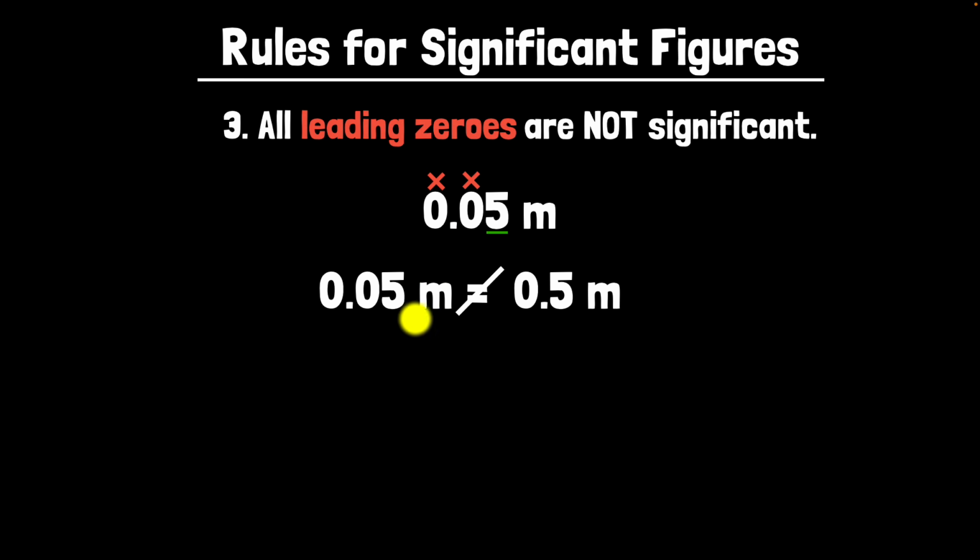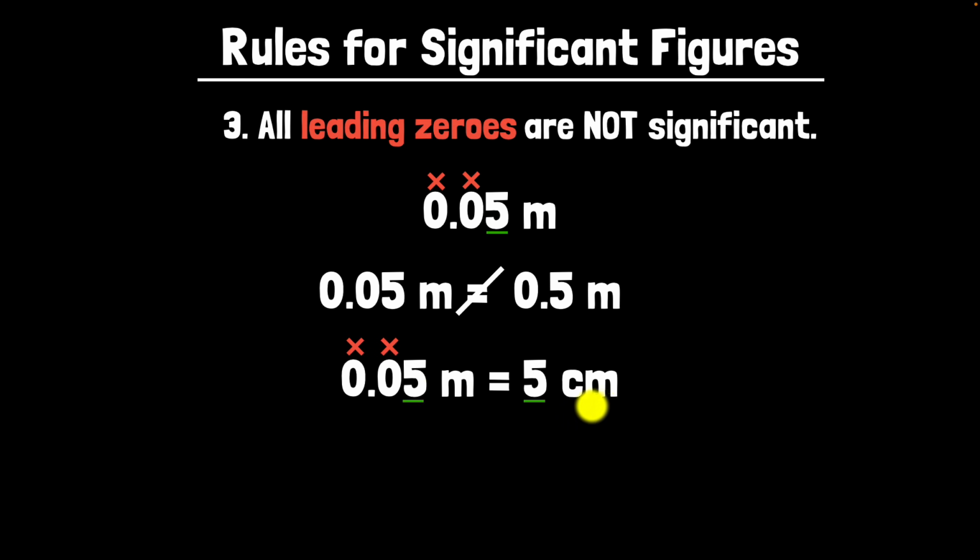Okay, another question we could have is, why are these leading zeros not significant? To answer that question, let's try to express this measurement in a different unit. Let's say in centimeters. 0.05 meter is 5 centimeters. When I express it in centimeters, look, I get only 1 digit, 1 significant figure. The zeros go away. Now, if these zeros were significant, then expressing measurements in different units would change the number of significant figures, would change the amount of precision. That doesn't make any sense, right?